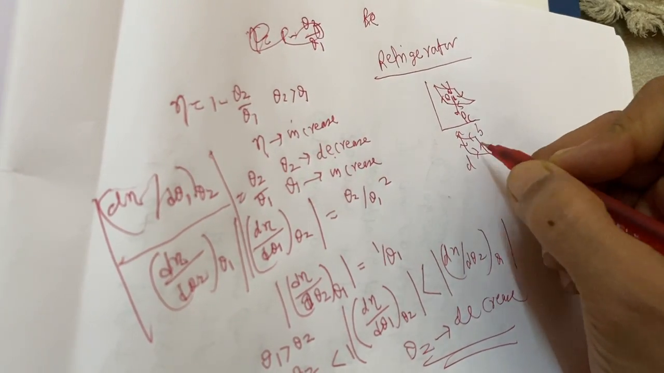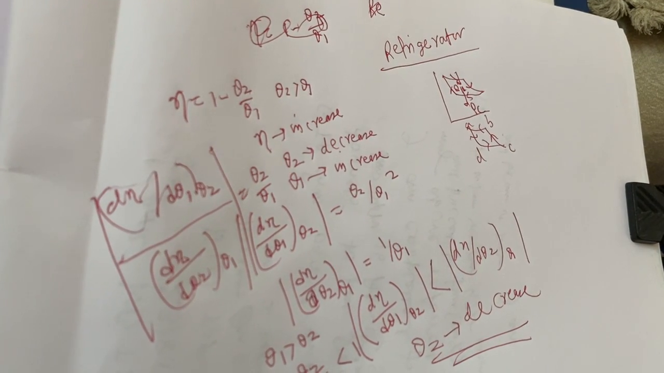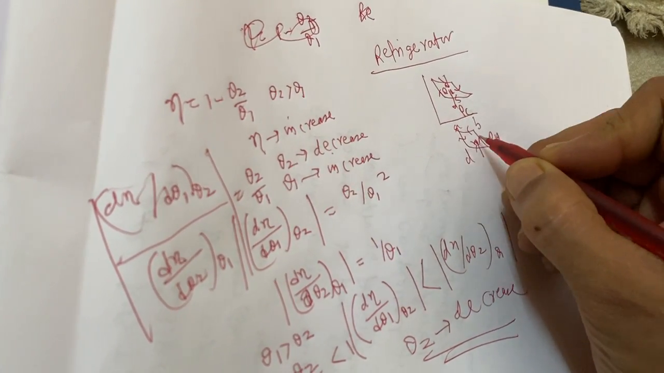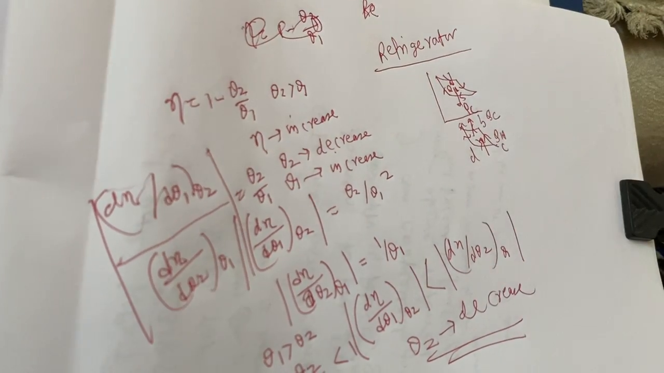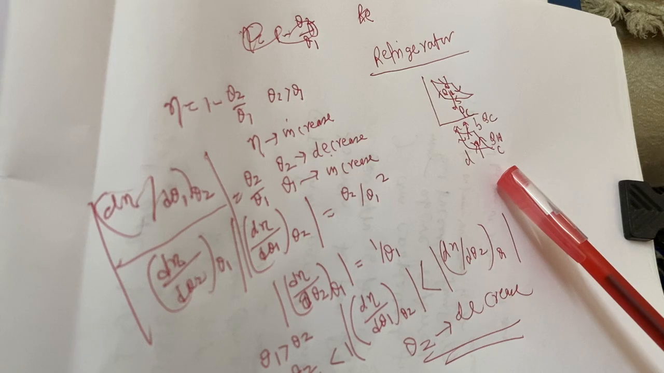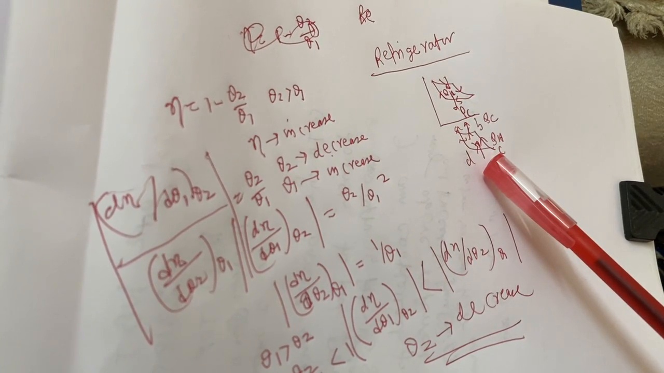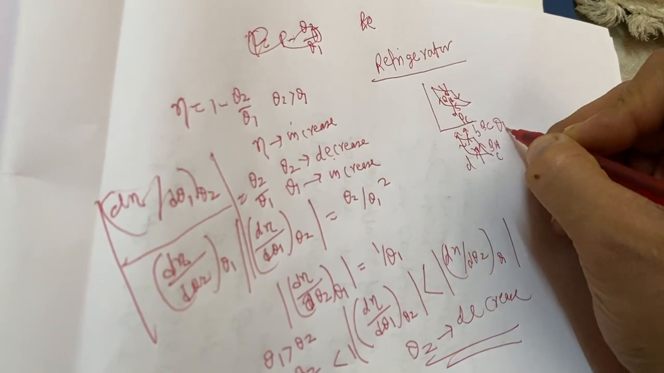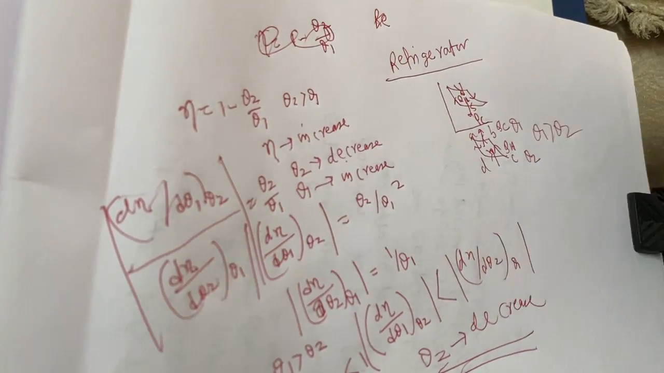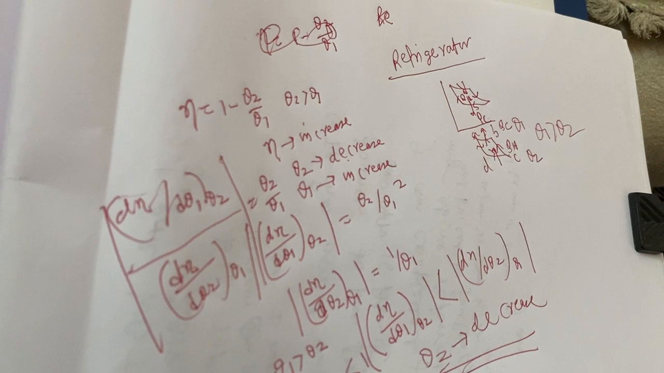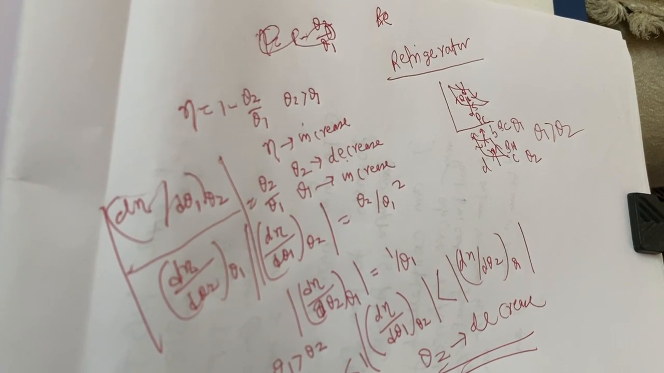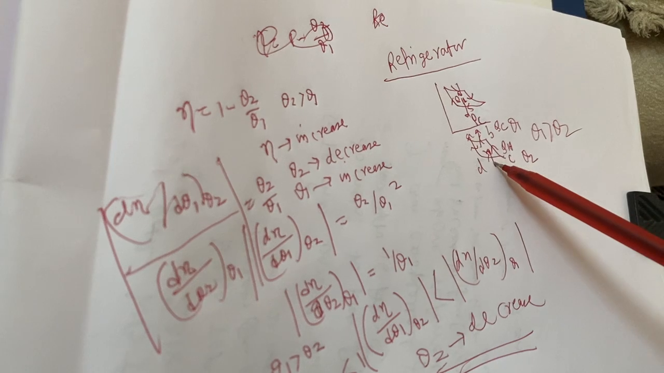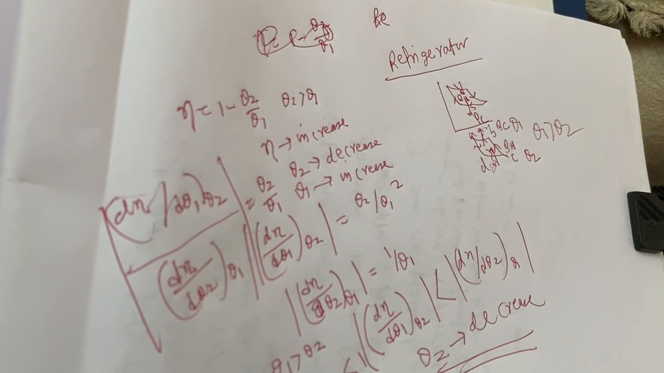A, B, C, D, what will happen? Then it will extract heat QH from here and reject heat QC here. So, there will be heat extraction from the sink which is at lower temperature and rejection of heat at the source which is at higher temperature. It is kept at theta 1, and theta 2, theta 1 greater than theta 2. So, if we run the Carnot cycle in a reverse direction, as it is a reversible cycle, the net effect is the extraction of heat from the sink and rejection of heat into the source.